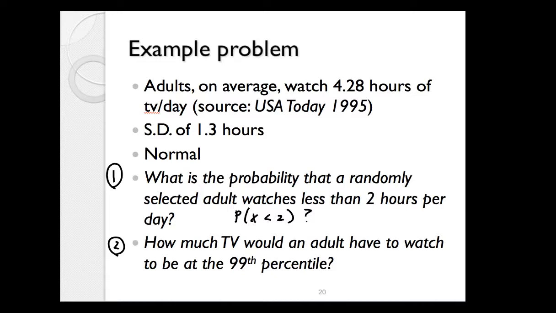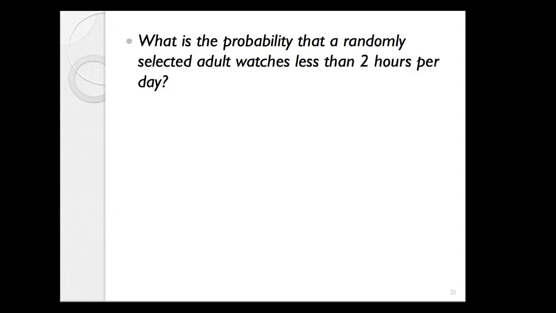And then we'll follow that up by looking at how much TV would an adult have to watch to be at the 99th percentile. To be watching enough TV that 99% of the population is going to be watching less TV. So we'll look at this one first.